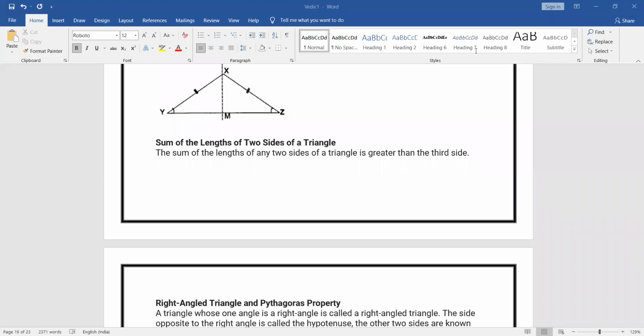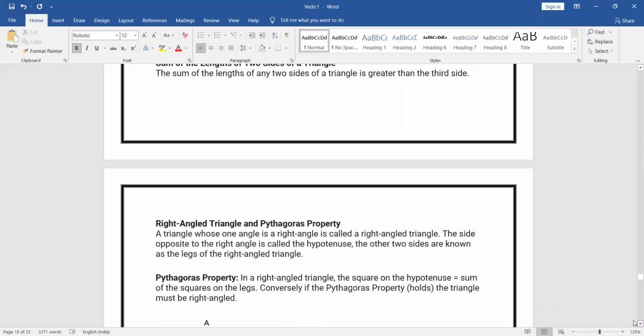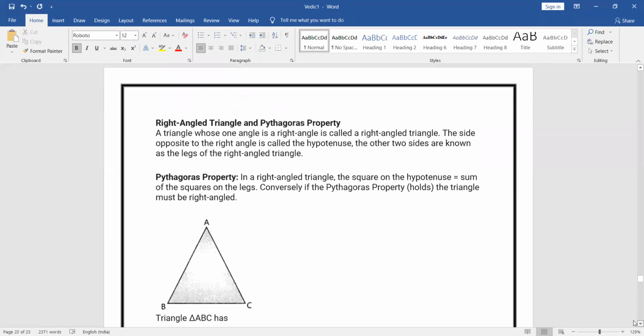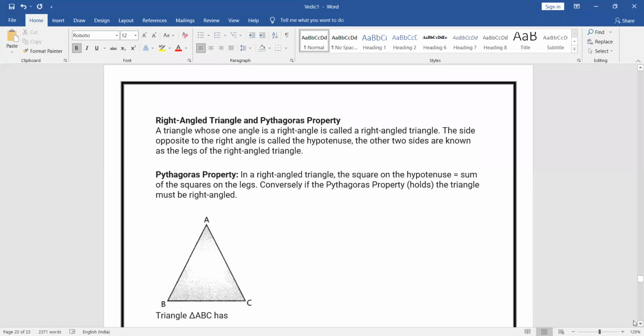Next we have right angle triangle and Pythagoras property. Pythagoras property is for right angle triangle. So first of all, what is a right angle triangle? A triangle in which one of the angles is of 90 degree is known as a right angle triangle. In any triangle, if one of the angles is of 90 degree, it is a right angle triangle.